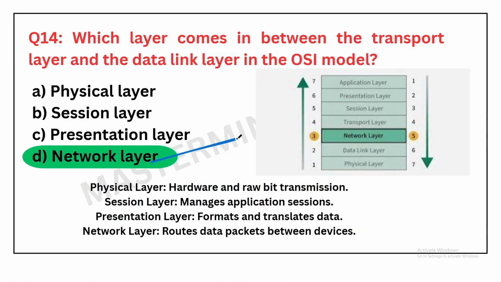The OSI model, Open System Interconnection model, is a framework that explains how data travels from one computer to another in a network. It divides the communication process into 7 layers, each with a specific job. Network layer: this layer is responsible for routing data packets between devices across different networks. It sits between the transport layer and the data link layer, ensuring the information reaches the correct destination.